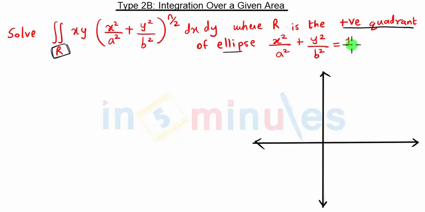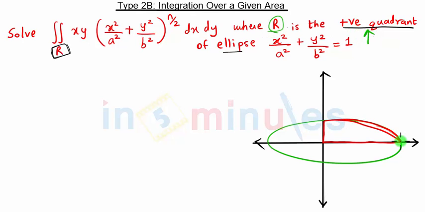First we will draw what this ellipse is. It is something in this way. So this is our ellipse. It is symmetric about all the axes, so we have to consider only the positive quadrant. Our region R is only the positive quadrant, so we are going to consider only this part for our integration. But if you see here, this is a very complex integration, so it is very difficult to solve this type of integration.